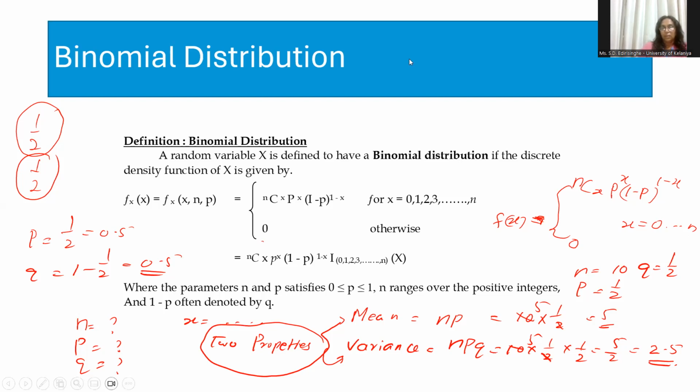Okay, right. So the binomial distribution formula. I will write here the formula for the binomial distribution: equals nCx p to the power x, q to the power n minus x. Okay, please write.